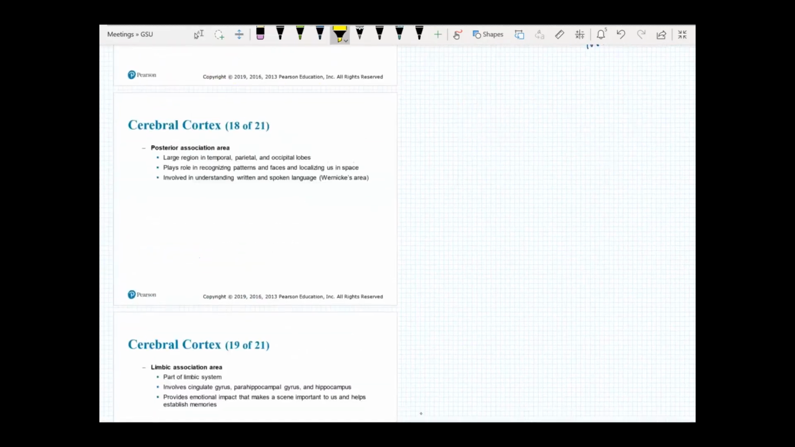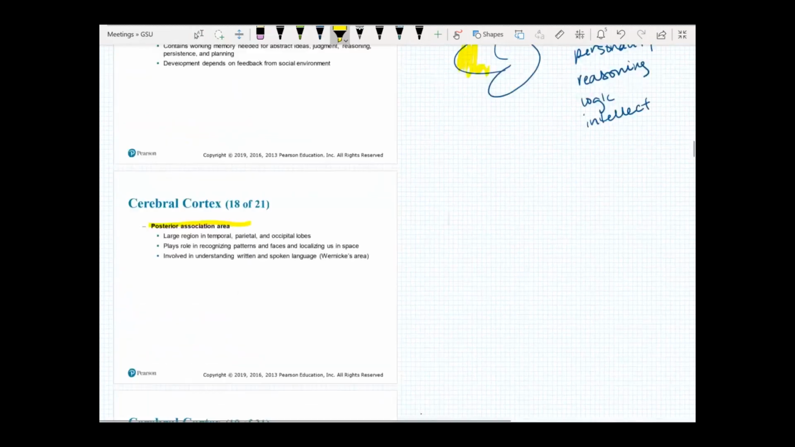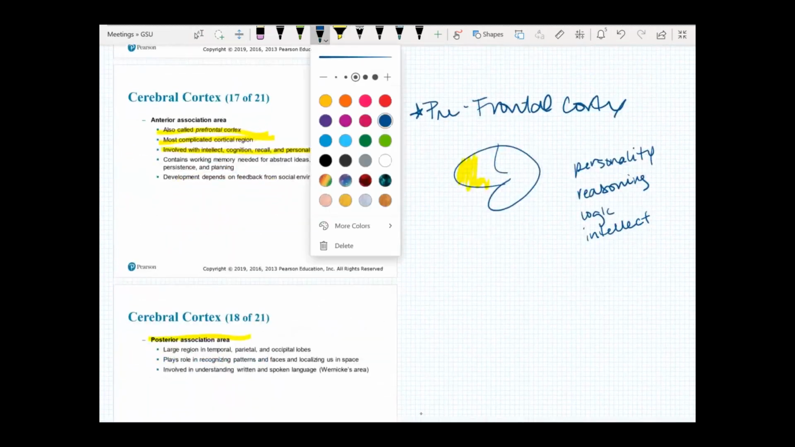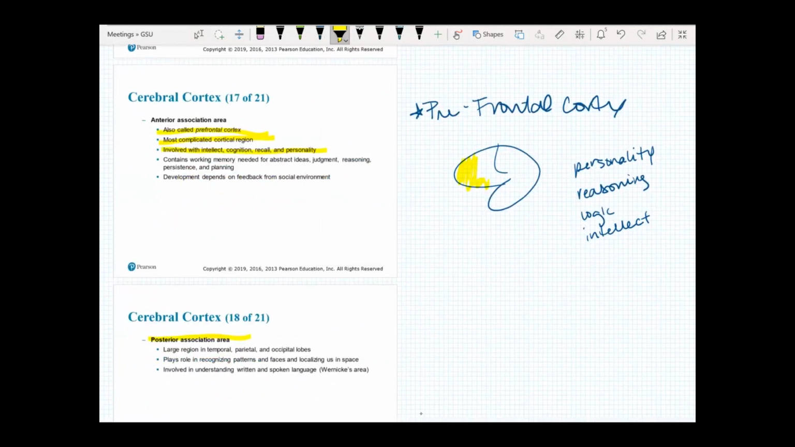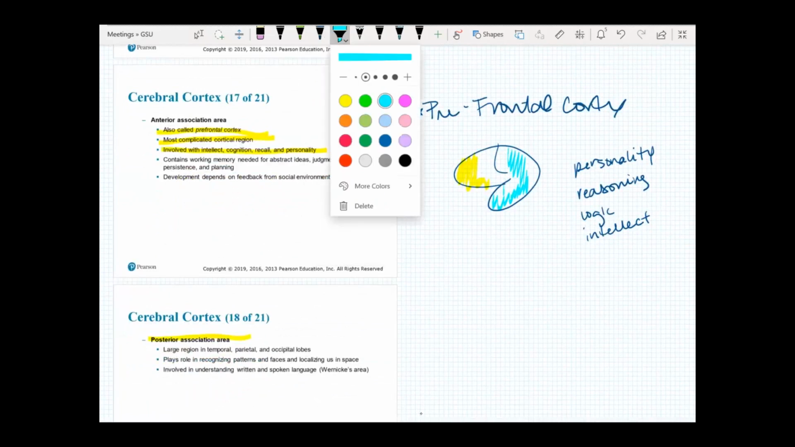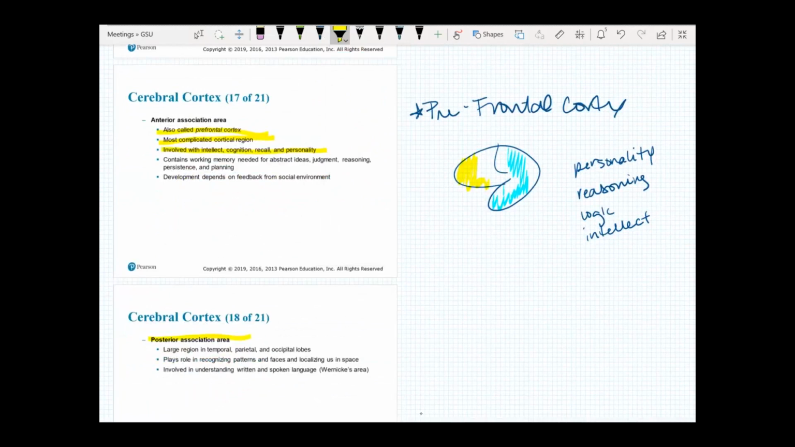Then there's also a posterior association, and it's the large region essentially that is left. So I'm just going to color it in on this same area right here, on this same picture, just to kind of help put it into perspective. So your posterior association area is essentially this type of area. So it's around all the other sensory cortexes. It's a large region. It plays a role in recognizing patterns, recognizing words, recognizing shapes and colors, and being able to assign meaning to all of that.